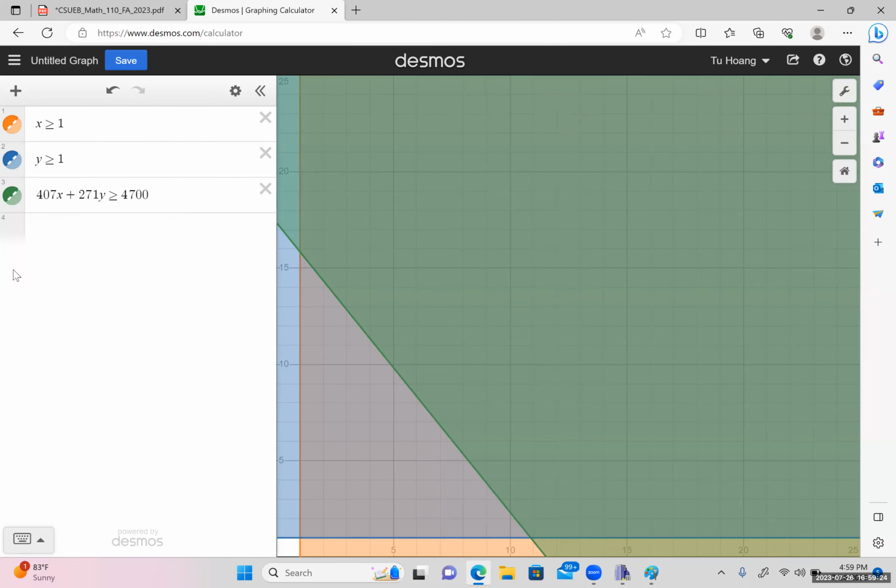Okay. So the feasible area will be the one that really overlaps, which is just here, and here. And I can say this area over here, right?